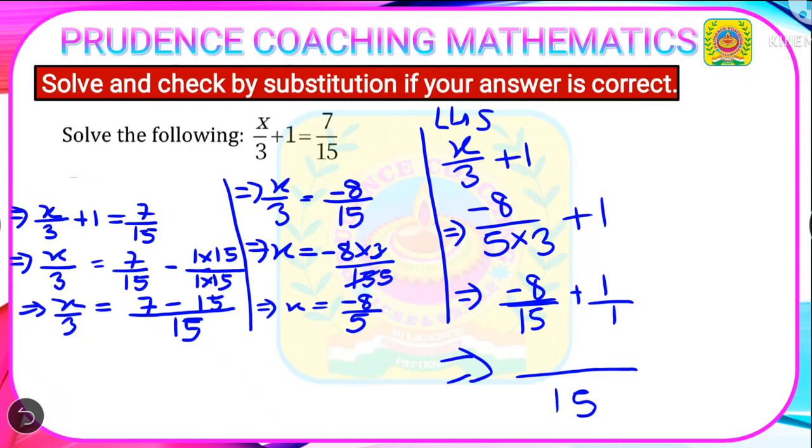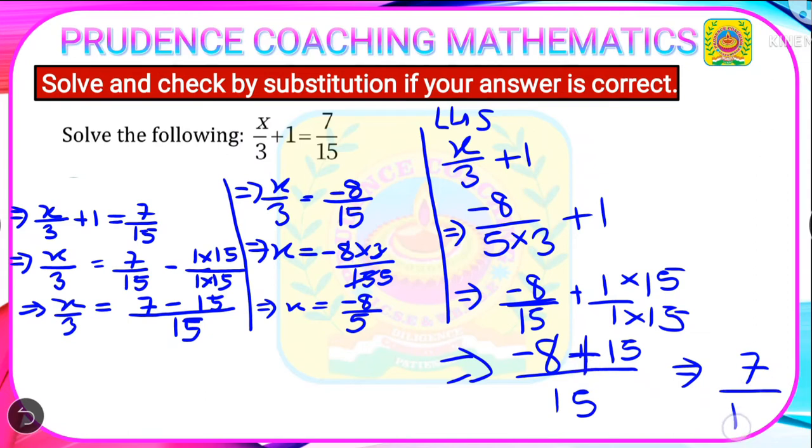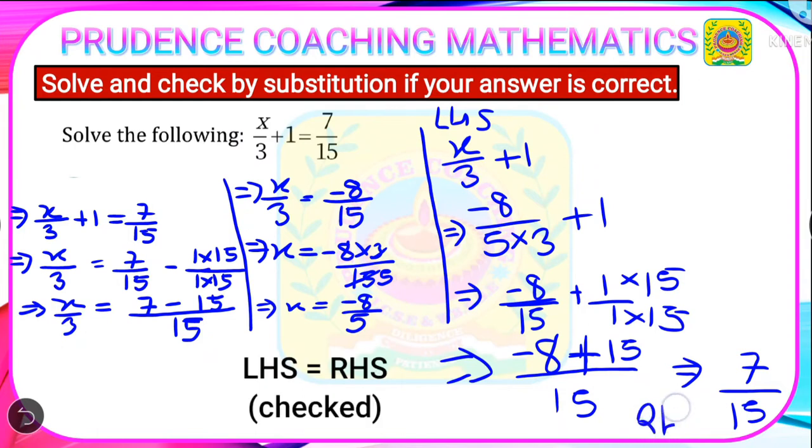So here the LCM will be 15, as we have already 15 here, so we just need to write minus 8 here, and here as you can see we have 1 in the denominator. So if we multiply it with 15, then only you will get the denominator 15. You cannot multiply the denominator only by 15, we need to multiply the numerator also by 15. So here we are getting plus 15. Now as you can see here, plus 15 and minus 8 signs are different, so we need to subtract. So 15 minus 8 will give you 7, and we need to give the sign of the bigger one, that is 15 here. So our final answer will be 7 by 15, which is equal to RHS. Therefore we will write RHS equals LHS, checked.